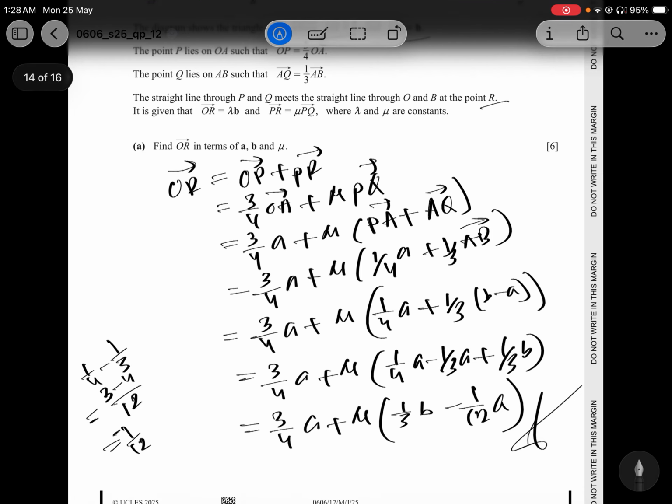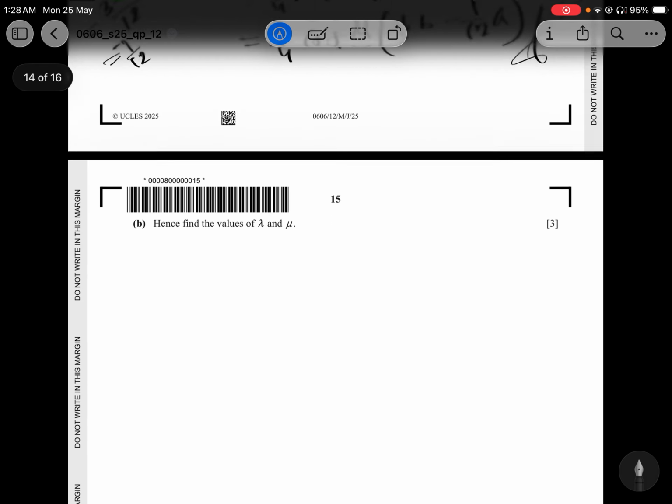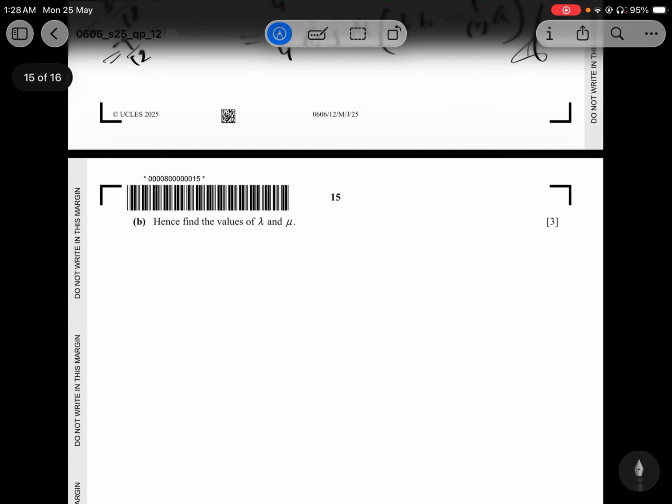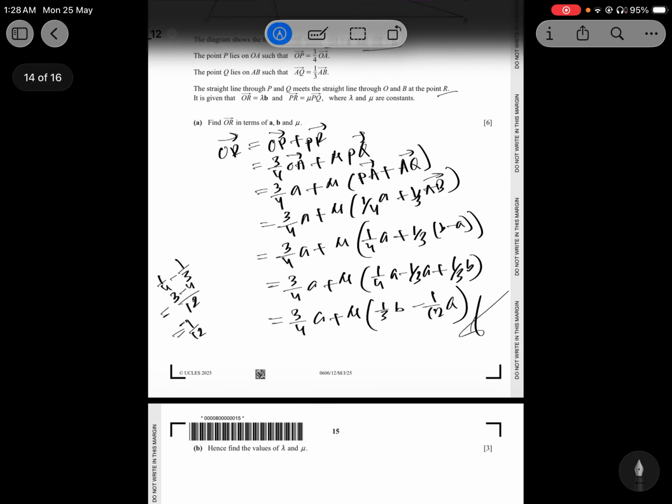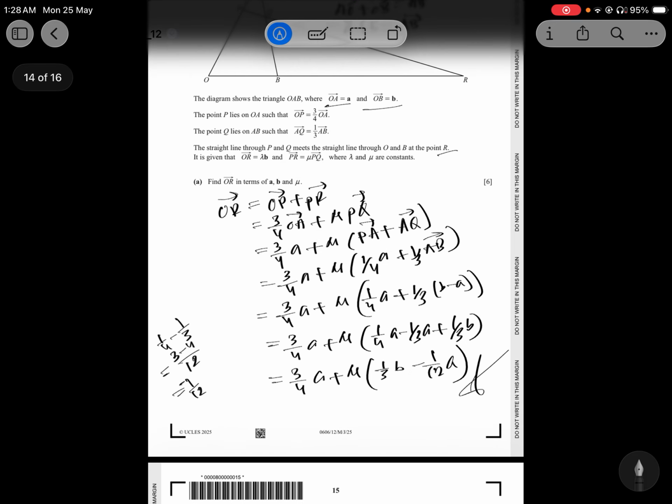Six marks question. Nice. Now hence find the value of mu and lambda. What is given is OR is lambda b, PR is mu PQ.